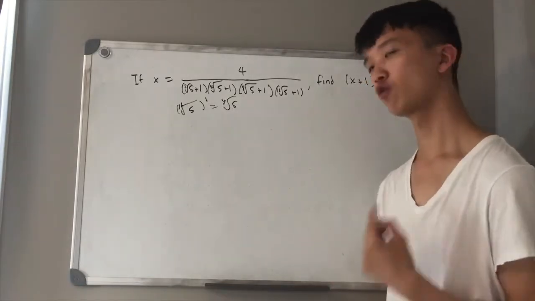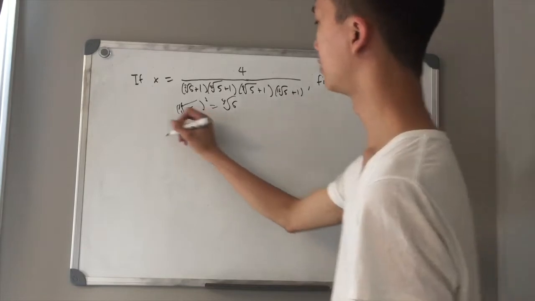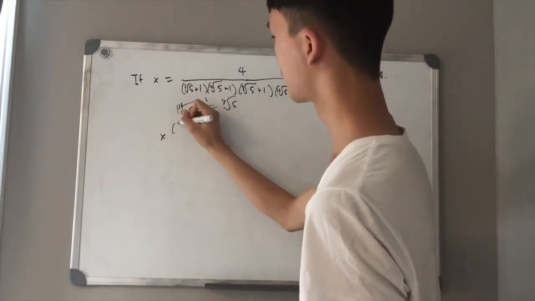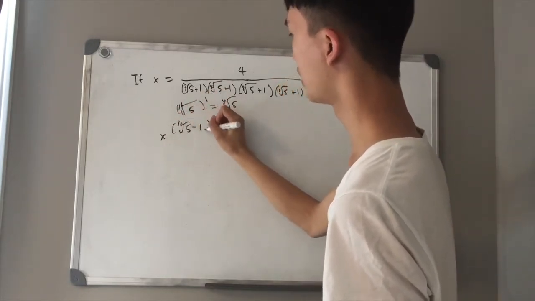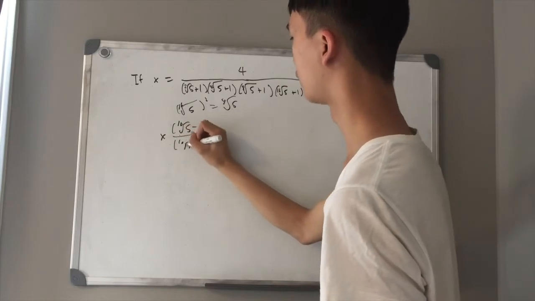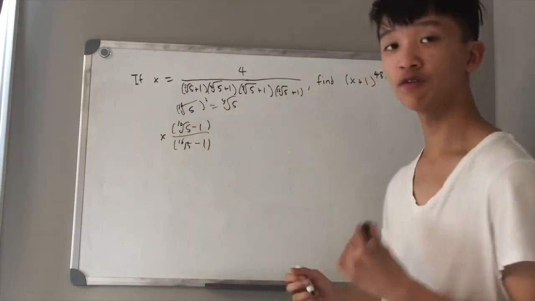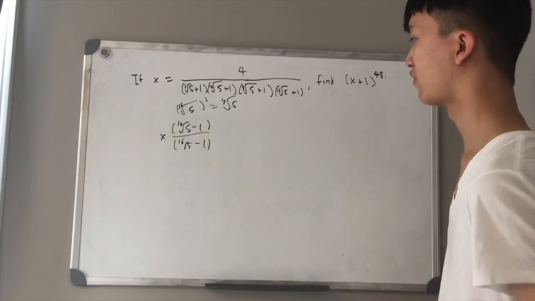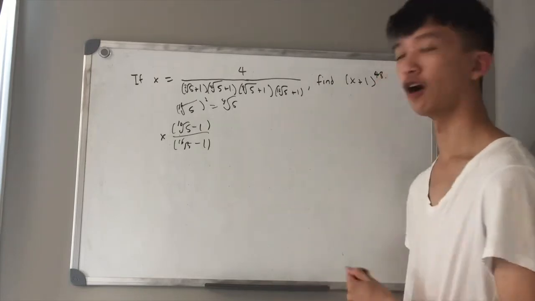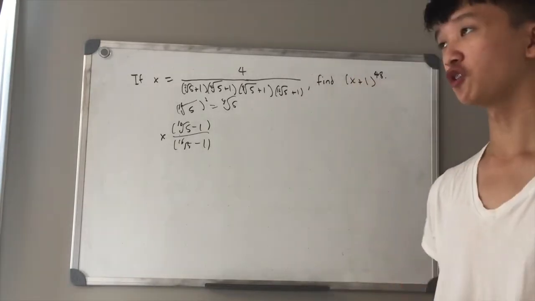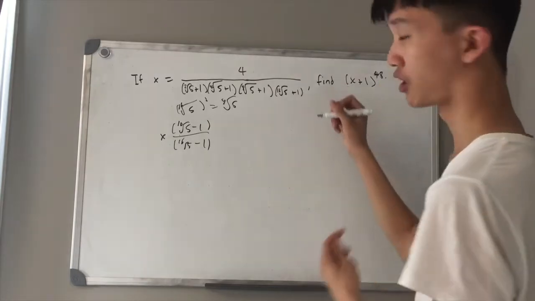And so now, we're going to multiply x by the 16th root of 5 minus 1 over the 16th root of 5 minus 1. The reason that I do this is because the 16th root of 5 minus 1 is the conjugate of the 16th root of 5 plus 1. Additionally, we can then apply a difference of squares. So let me show you.